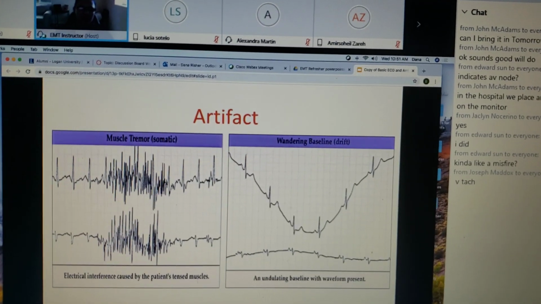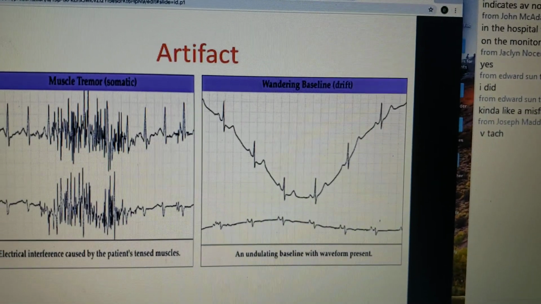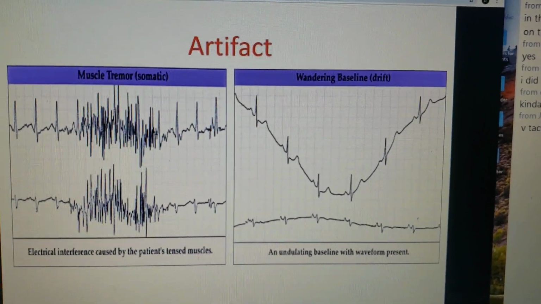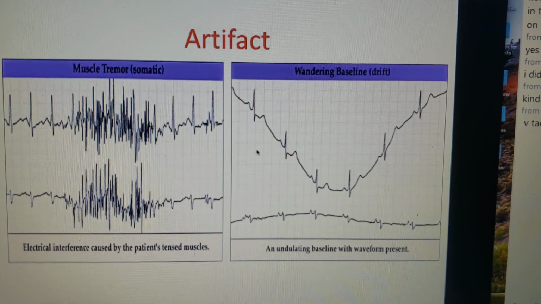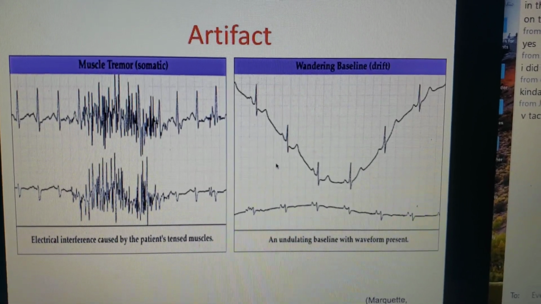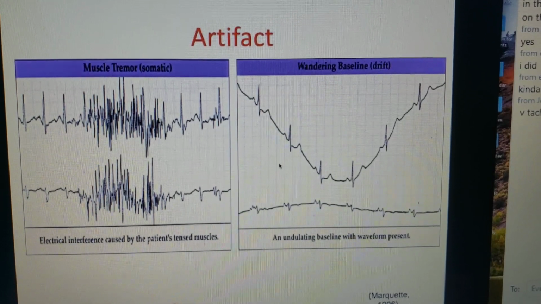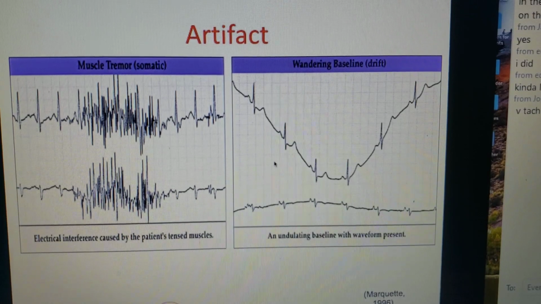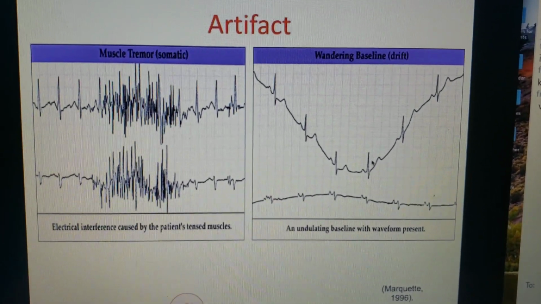All right, artifact. These are just things that can happen when we put the leads too far away. Okay, tense muscles. The patient is shaking, or they're cold, or they're moving around a lot. It can create a lot of artifact. You also have wandering baseline, where you have a good rhythm, but the baseline starts wandering around. That's movement. That can be from a lead that's not fully placed correctly, and it's kind of hovering, and so the movement moves that baseline around.